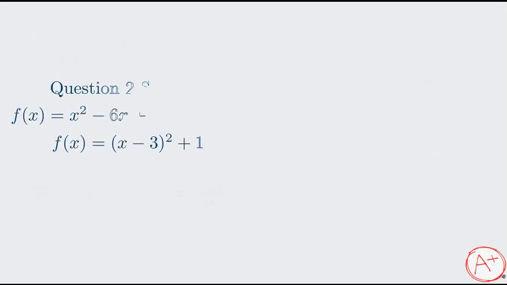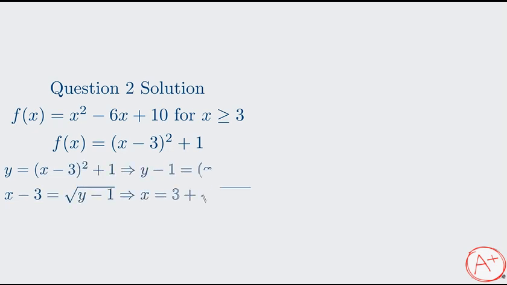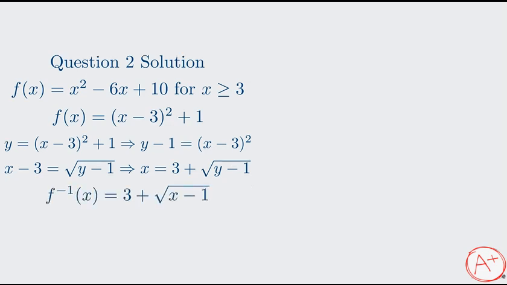In question 2, we have a quadratic function. To find its inverse, we first complete the square. We let y equal the completed square form and solve for x. Taking the positive square root because x is greater than or equal to 3, we find x equals 3 plus the square root of y minus 1. So f inverse of x is 3 plus the square root of x minus 1.